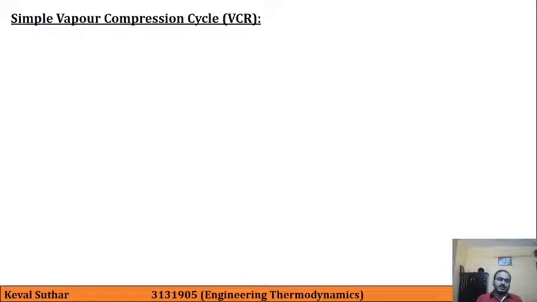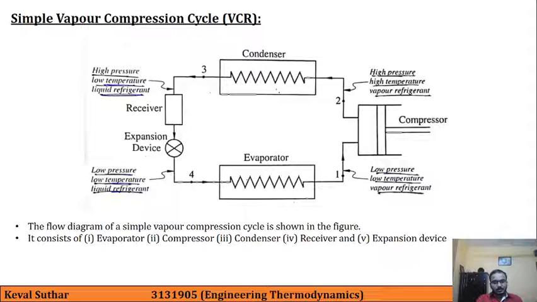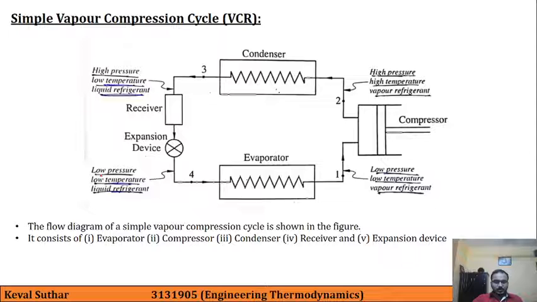First concept is the simple vapor compression cycle. So these are the 5 basic components of a simple vapor compression cycle. The flow diagram is shown in the figure, and there are a total of 5 components.